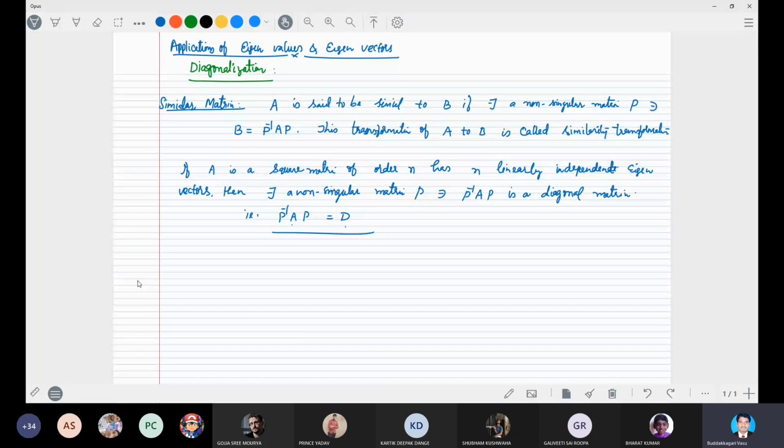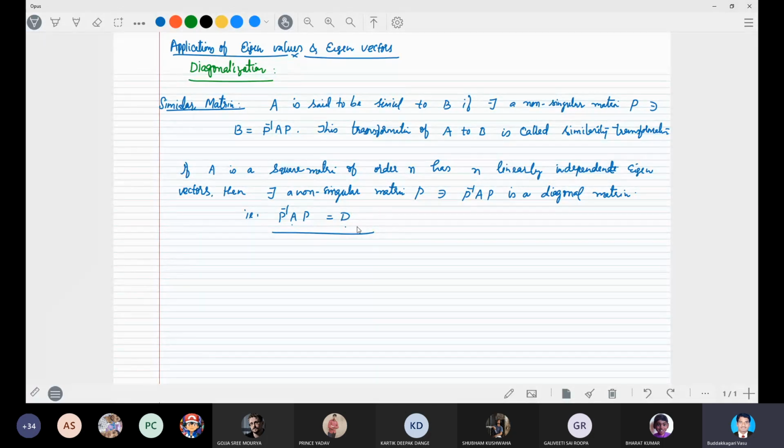Why? Because finding the power of A is very difficult compared to finding the power of D, right? So using this result, we can easily find any power of A. Why? Because P inverse AP is equal to D. From this I will give you the proof also, of how we can find the power of the matrix. So here we have to understand that the P matrix is diagonalizing the matrix A. The matrix P transforms the matrix A into a diagonal matrix.